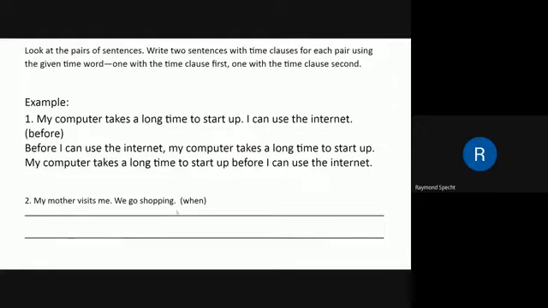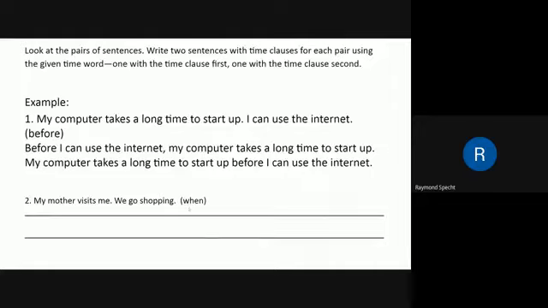Now a second sentence, we're going to start with the time clause. So when what? My mother visits me. What do we got to do? Comma. When my mother visits me, comma, we go shopping. Now, make sure with this also, we're taking two sentences and combining them into one. So we want to remove capital letters. We want to remove full stops. Now, let me give you our two answers again.